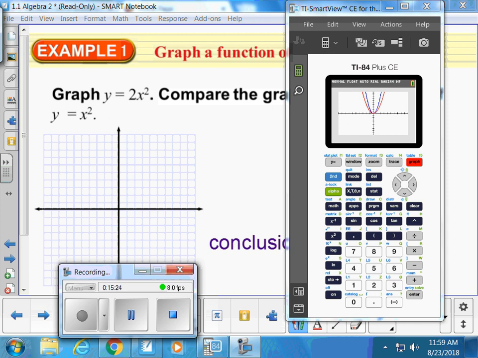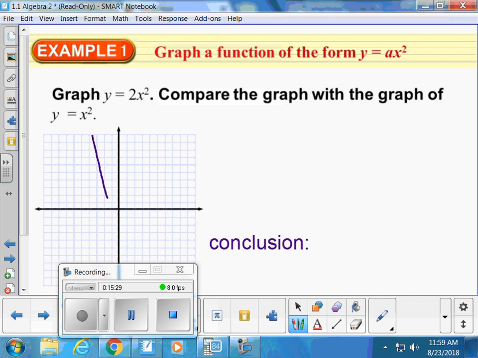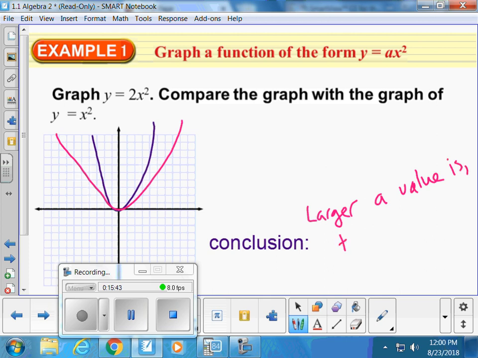All right, so I'll just do a quick sketch so I have it on the smartboard. My first graph was blue, that was the 2x squared graph. My second graph was red, that was the x squared graph. So we can just kind of draw the conclusion that the larger the a value out front is, the skinnier the graph is. So basically the a value determines whether it opens up or down, and the a value determines whether it's wide or skinny. If the a value was real small, like 1/2, it'd be real wide.